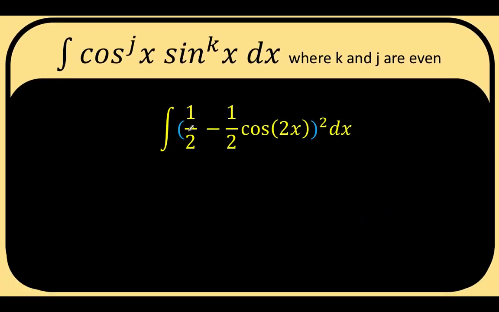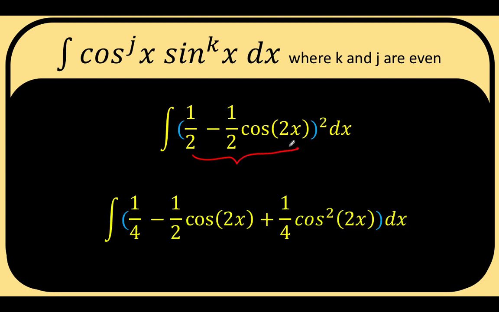Now, from here, notice that this is a binomial that is raised to exponent 2. So we can now square this binomial to arrive at the square of the first term, 1/2 times 1/2 is 1/4, minus twice the product of the first and the second factors. 2 times 1/2 is 1, and 1 times negative 1/2 cosine 2x is negative 1/2 cosine 2x. And the square of the last term is 1/2 times 1/2 is 1/4 cosine squared 2x. So this is just squaring a binomial.